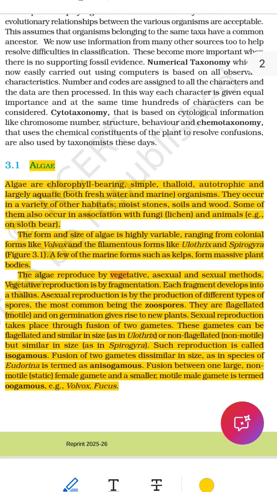Here is a deep, detailed, and very simple summary of everything about algae, explained in the most beginner-friendly way possible. Detailed, simple summary of algae.